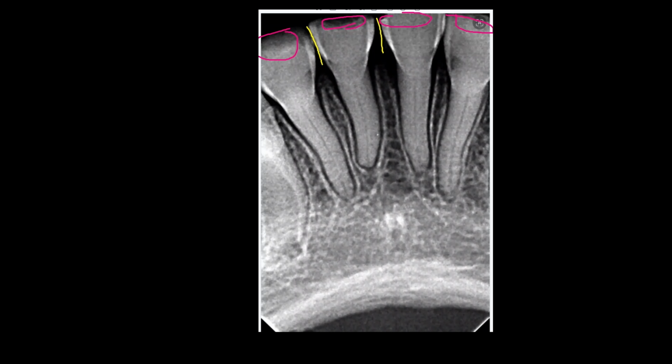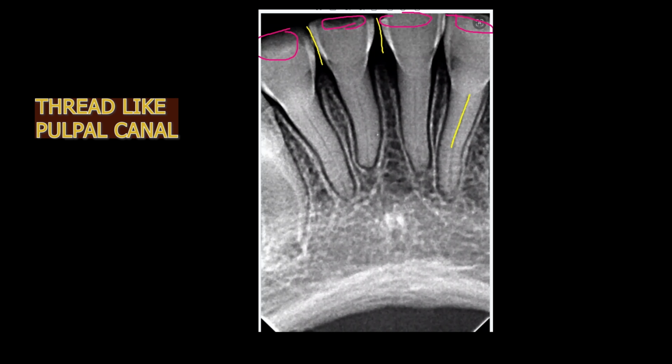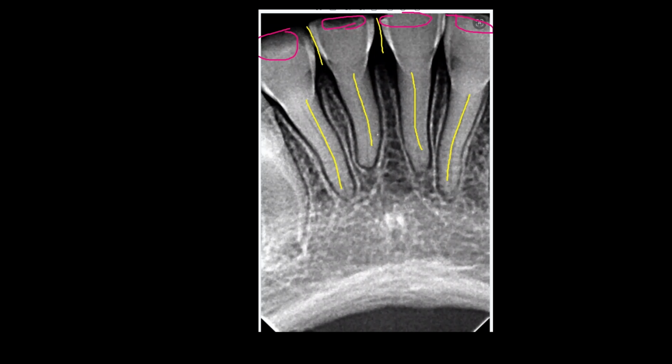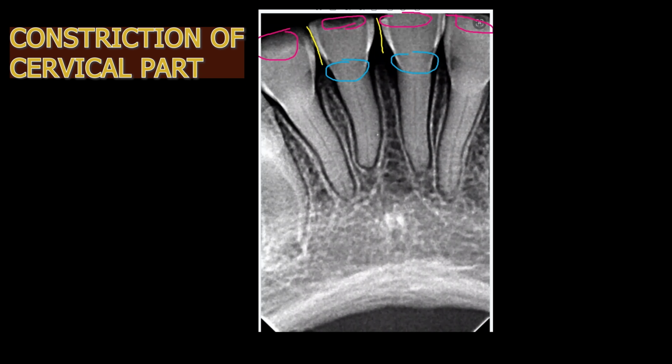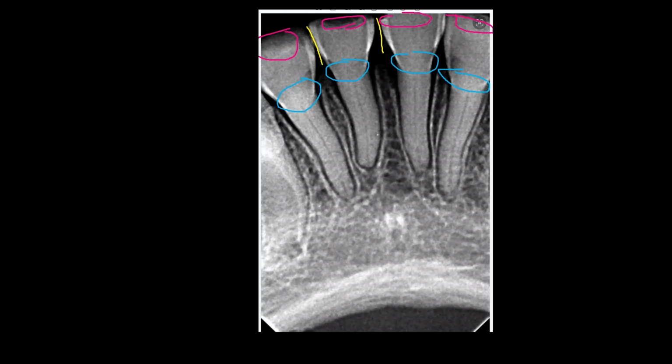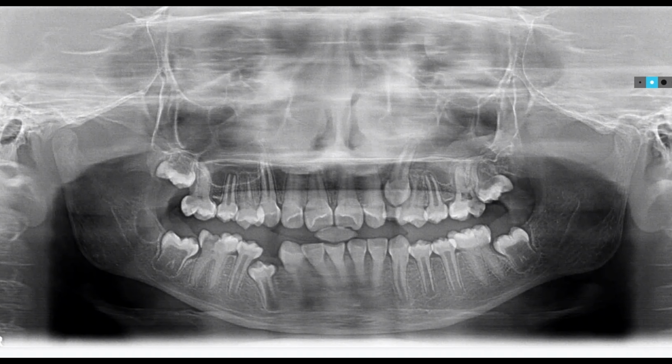Coming to the root portion of these teeth, you can see the pulpal canals are thinner than usual, and this is what you call a thread-like appearance. Coming to the cervical portions of the teeth, you can see the constriction on the cervical portion of the tooth surface, which gives this condition a bulbous appearance.